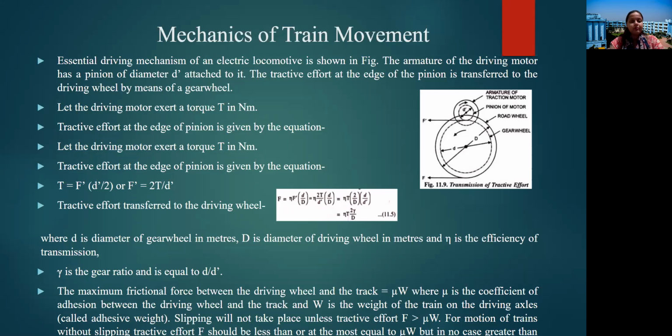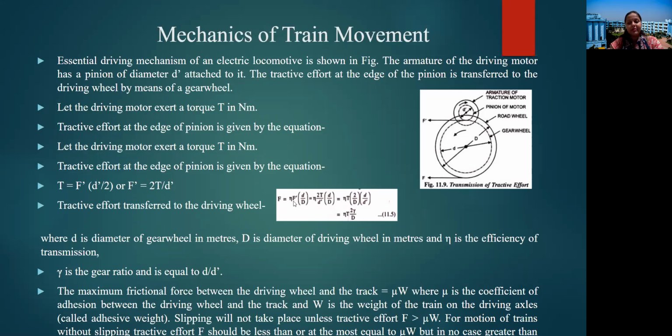Okay. Now what is the amount of torque that is being generated? Let the driving motor exert a torque of T Newton meter. The tractive effort at the edge of the pinion is given by the equation. So this is the tractive effort: F equals eta F dash into small d by capital D. Small d is the diameter of the gear wheel and capital D is the diameter of the road wheel. Now what is eta? This is the transmission efficiency.